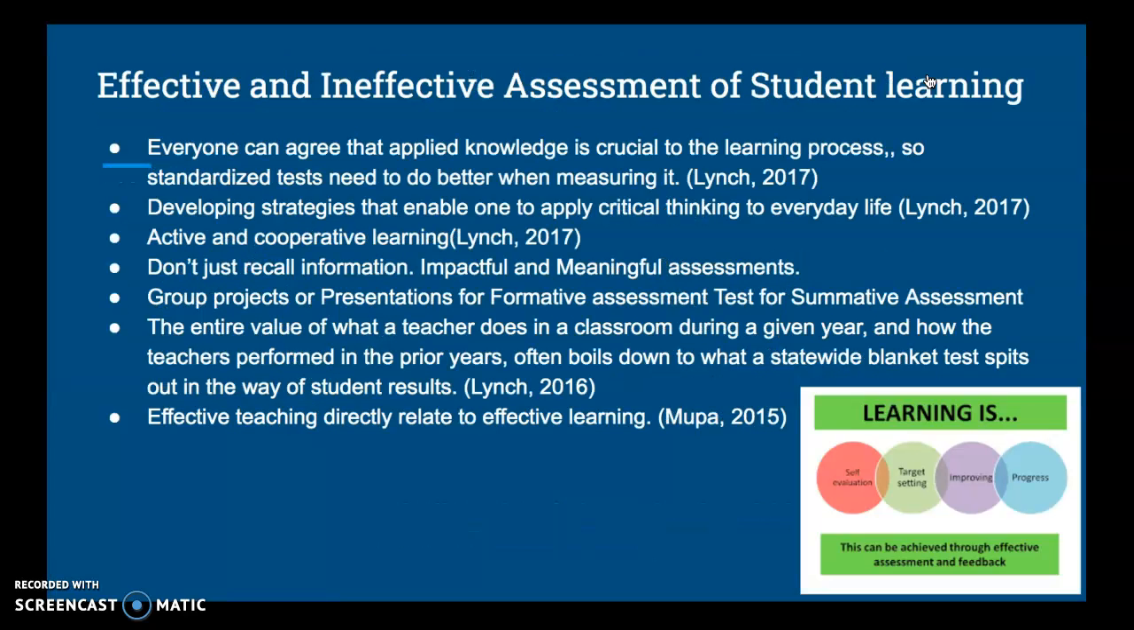Effective and ineffective assessments of student learning. Everyone can agree that applied knowledge is crucial to the learning process, so standardized testing needs to do better when measuring it. As a whole school, we are working on a shift of getting away from standardized assessments, but there are a lot of obstacles in the way, like state testing or ACTs or college even. A lot of the college tests are still pencil and paper, fill in the bubble.